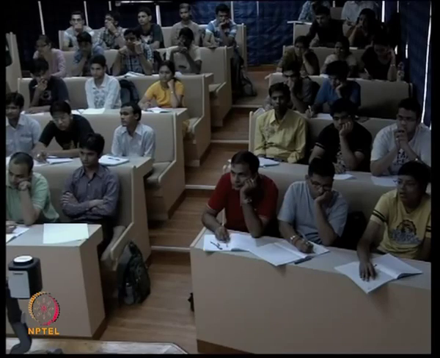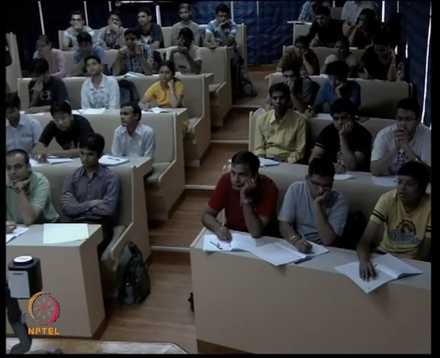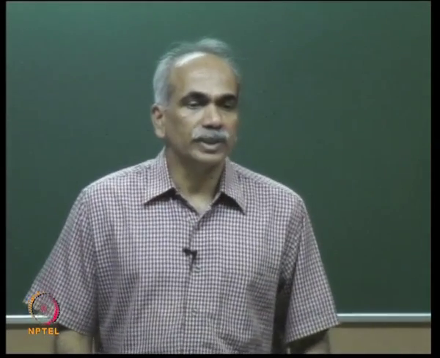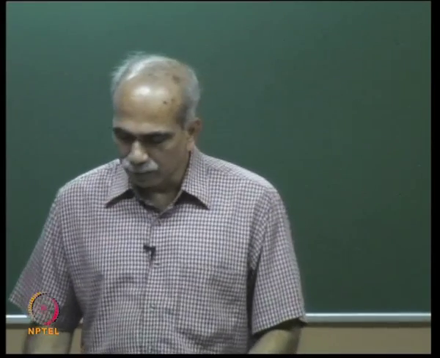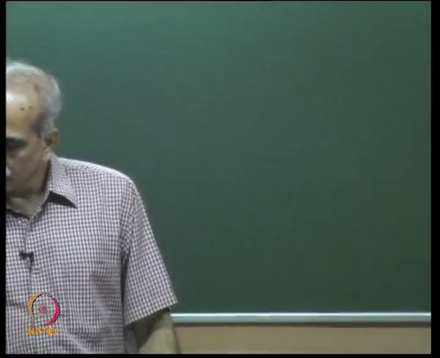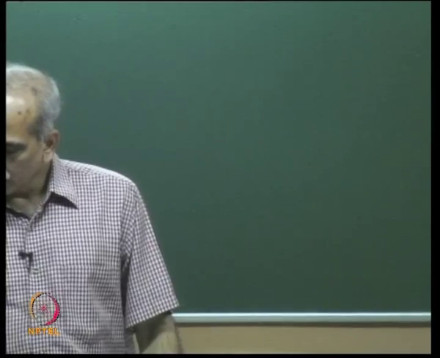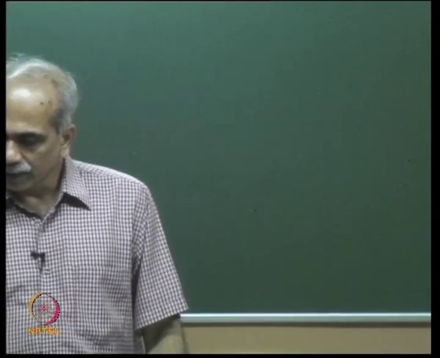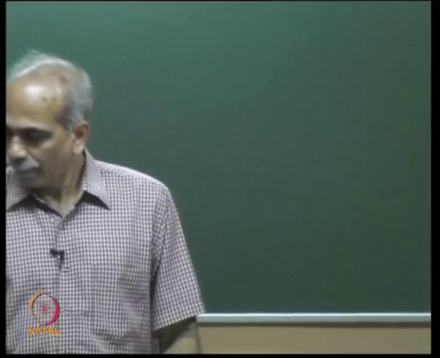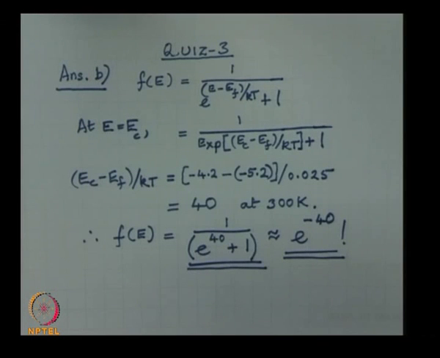Part B of the question, where you are asked to calculate. This is an exercise to check whether you are familiar with the numbers. To calculate the probability of occupation of electrons, which is given by the Fermi function, at E equal to EC, you simply substitute E equal to EC in the Fermi function and substitute the numbers which are given, and you get approximately e to the power minus 40.